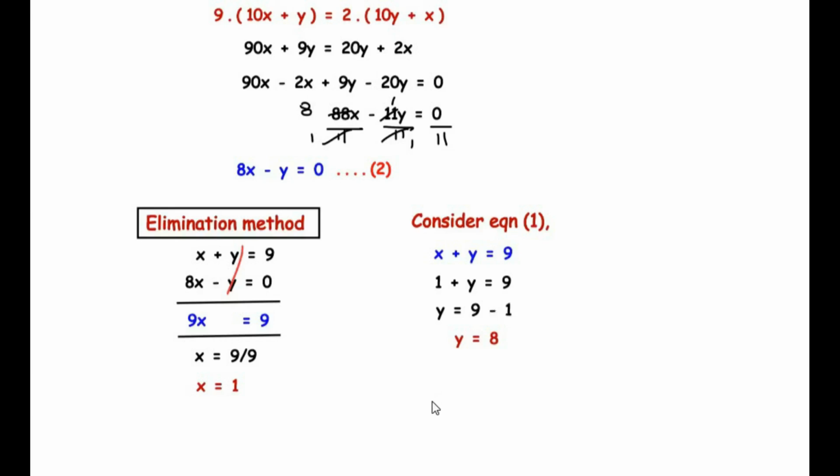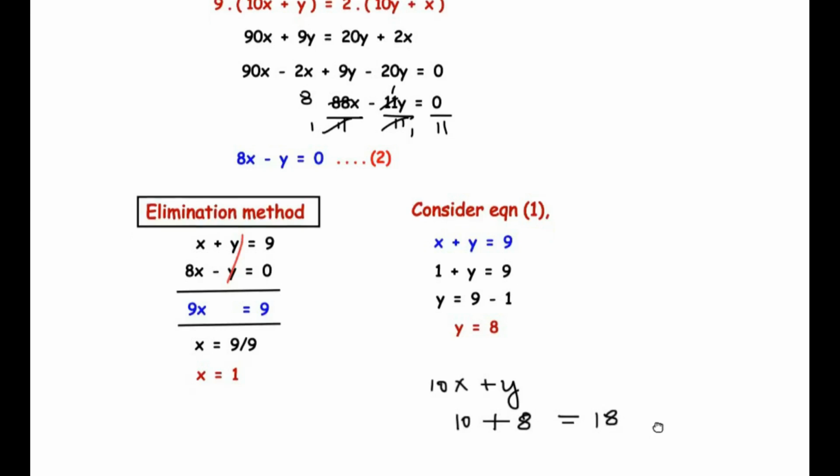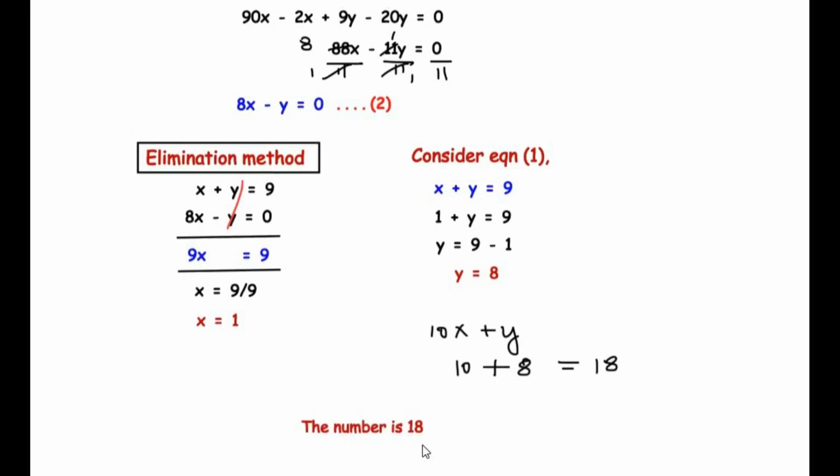So here our number was of the form 10x plus y, that is, x was in the tens place and y in the units place. So in place of x we are going to replace its value, that is 1. So 10 times 1 gives us 10 plus y value is 8. So 10 plus 8 gives us 18. So this is the number we were looking for, whose sum of the digits also gives us 9, that is 1 plus 8 is 9. So here we have written the number is 18. So this is our answer. Now let us move on to the next question.